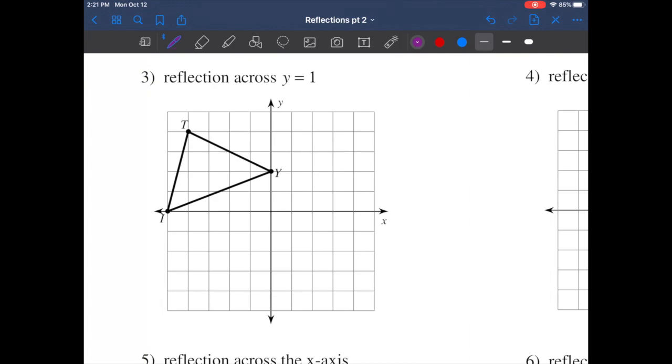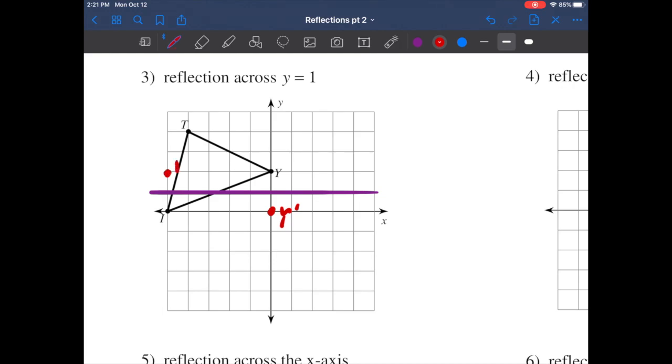Y equals 1. Let's find where's our y line? Here is our y line. Where is the number 1? Well, that is right there. So that means we just need to draw a line at y equals 1, which would be right there. So all we need to do now is let's count our points. Let's see how far they are. So we have, that's 1 spot away. So it means this should also be 1 spot away. So that's my y prime.